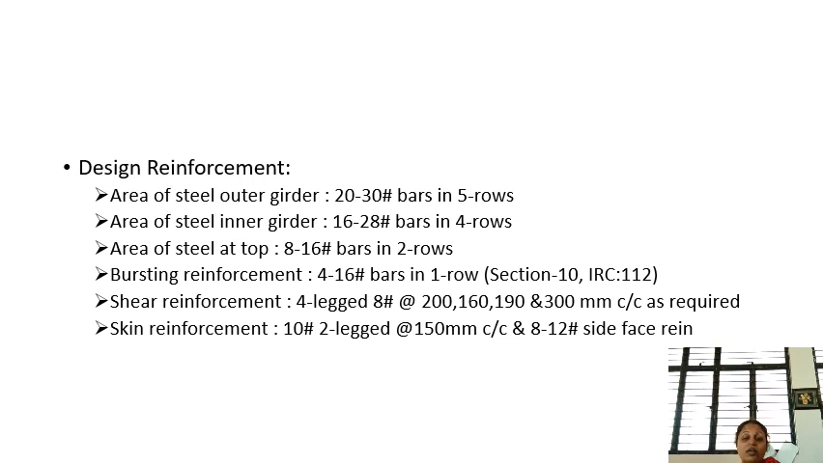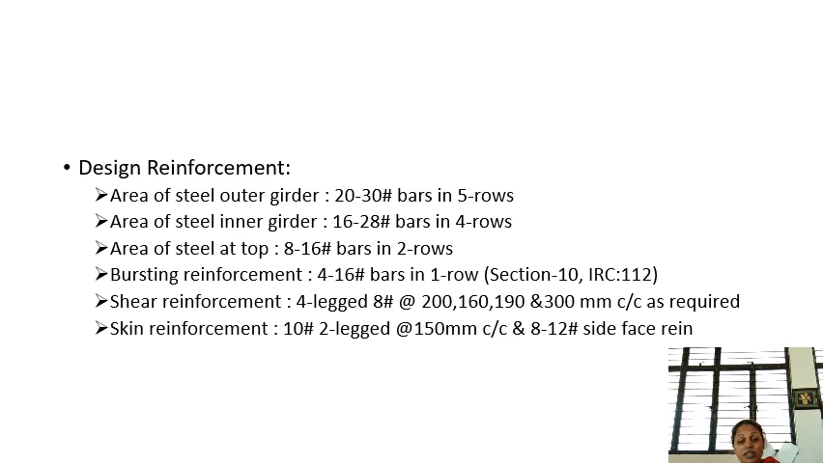So it will be around 20 bars of 30 dia in 5 rows on the outer girder. Since it is a girder, something like a beam section, we are going to provide the number of bars. If it is the slab, it will be the dia of the bars with the spacing. So in case of slab, we are not going to provide the number of bars. It is the beam, so it is the number of bars of a given dia.